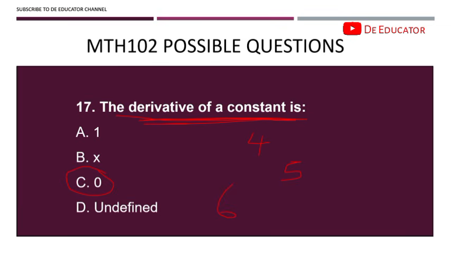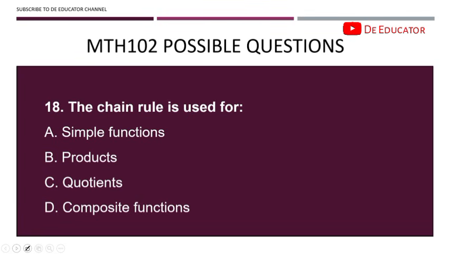Number 18. The chain rule is used for simple functions, no. Products, no. Quotient, no. The chain rule is used for composite functions. So if you see a particular function that looks like this, let me say 3x plus 2 raised to power 4, what you are going to use to do this differentiation is the chain rule, because the function that you are seeing here is a composite function. So please take note of that. The chain rule is used for composite functions.